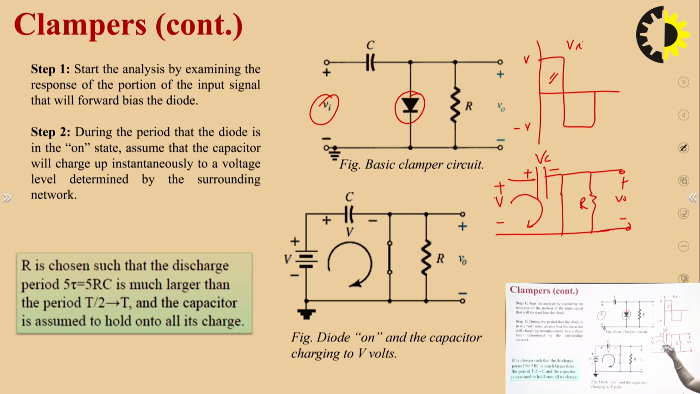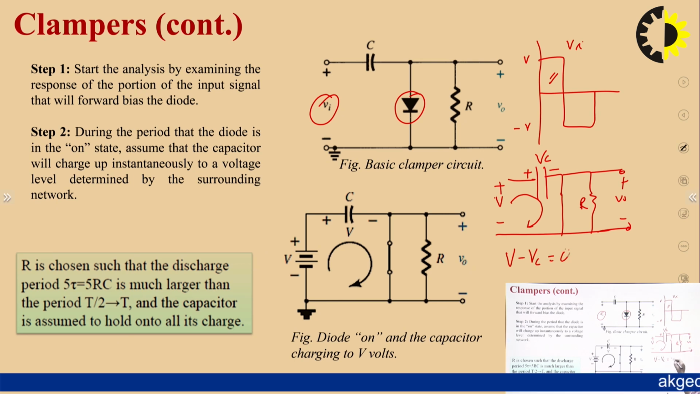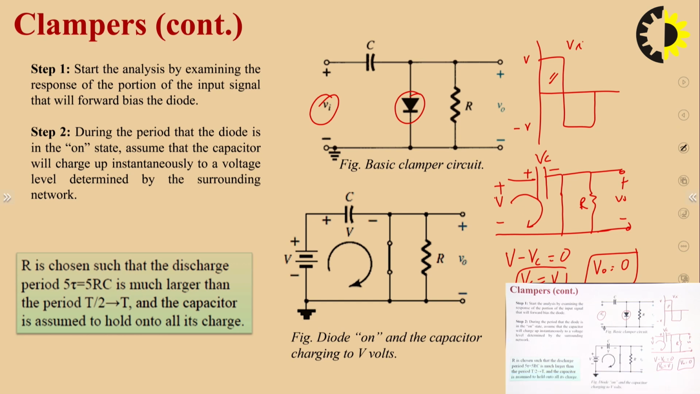Now we can apply KVL here, and we see that the value of Vc would be equal to V. So this capacitor will charge to the value Vc. The voltage across this resistor R, V0, since this resistor has a short circuit in parallel, would be equal to 0. This is how the circuit will work when the diode is forward biased.